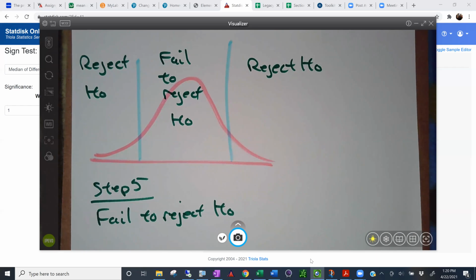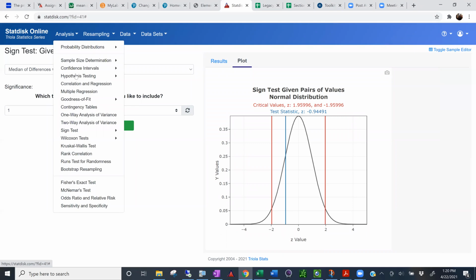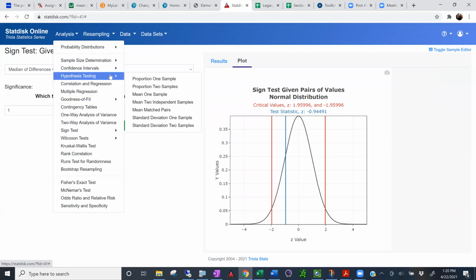Now, kind of an interesting thing to see is, what if we were able to actually do this with a parametric test? In this case, it might be reasonable to think that we satisfy the conditions to do that parametric test. So for giggles, let's take a look at what happens if we try this with a parametric test. Let me go back and click Analysis, Hypothesis Testing, and then Mean Matched Pairs.